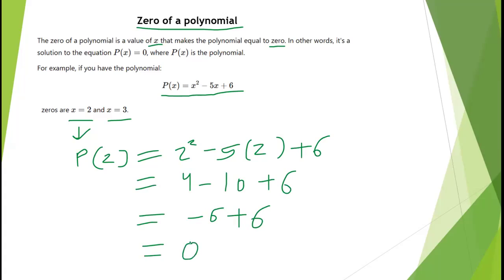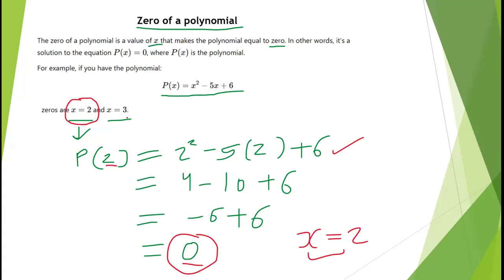Now here we can see if we have put x equal to 2 here, then we have got the result as 0. So the value of x which makes the value of that polynomial equal to 0 is said to be the 0 of that polynomial. So here we can say x equal to 2 is a 0 of this polynomial. Why? Because if we are putting x equal to 2 in this polynomial, we are getting the value 0.